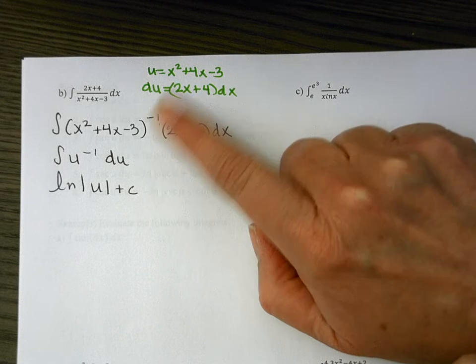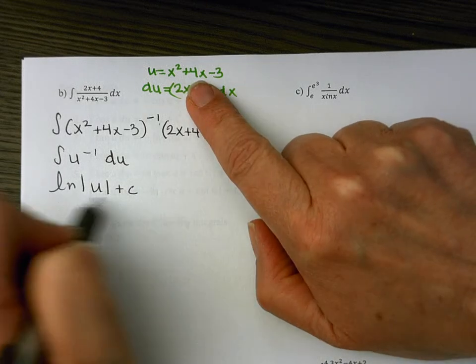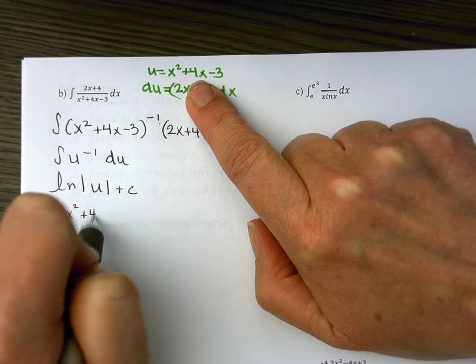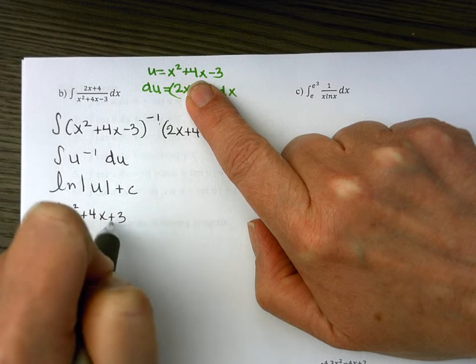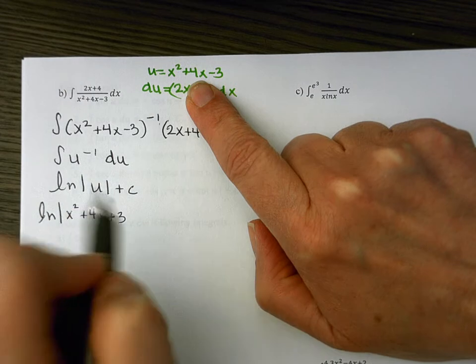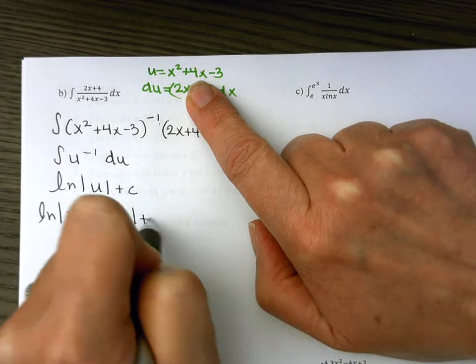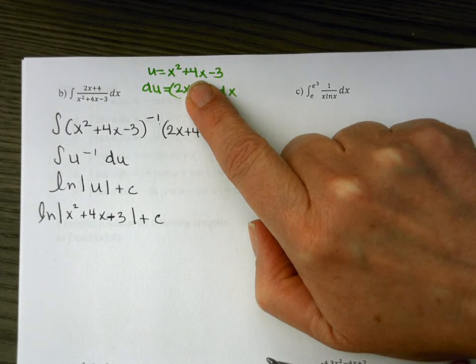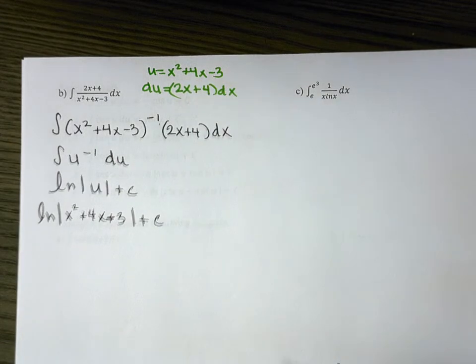And then now back substitute. So I'm going to replace that u in terms of x. So I'm going to put it back in as x squared plus 4x. And how about a minus 3? That's like a plus. It's not. It's a minus. Okay. And then plus c. Okay. All right. So far, so good? Yeah? All right. Let's move on to the next one.